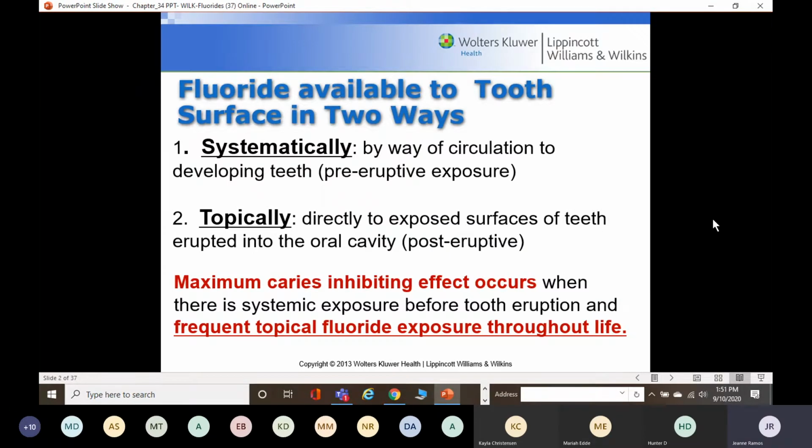So fluoride is available to the tooth surface in two ways, either systemically or topically. So it's either going to be by way of circulation to the developing teeth. It could be in a supplement, in the water. It's something that's in your system.